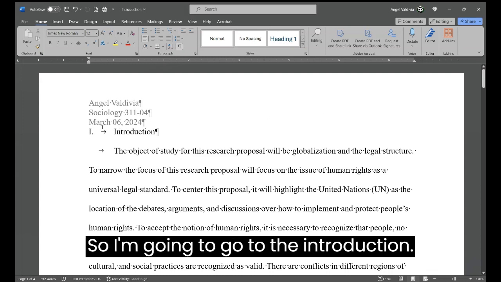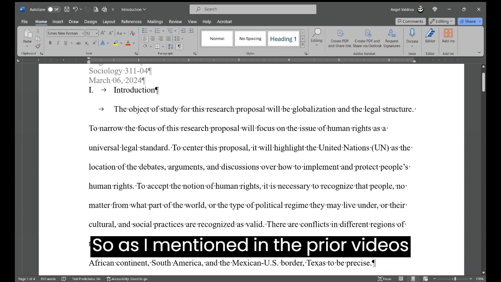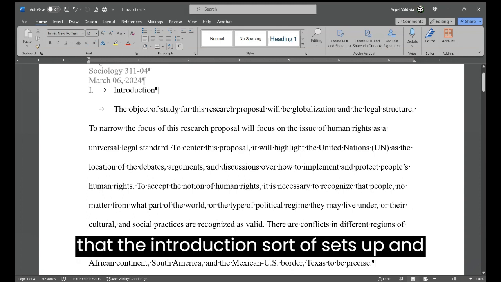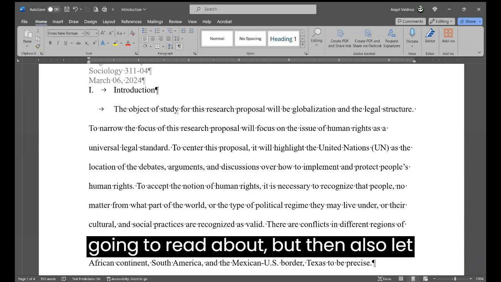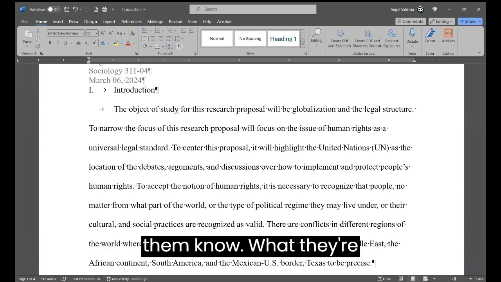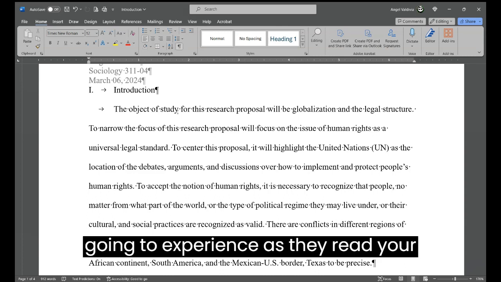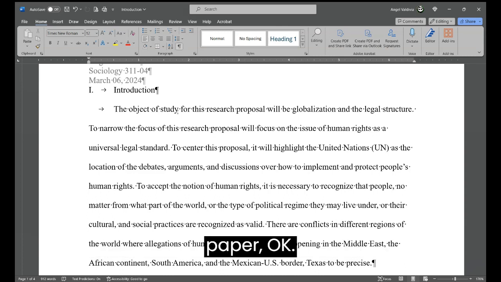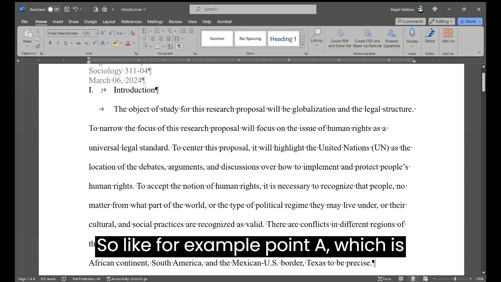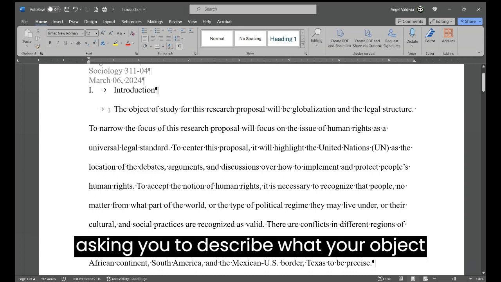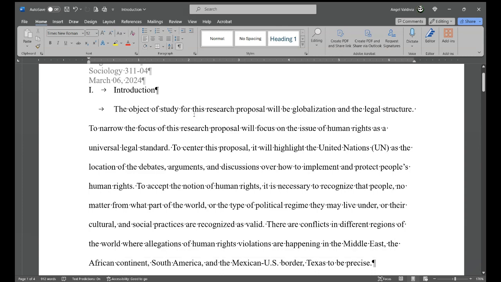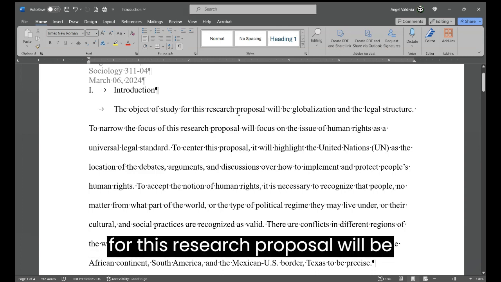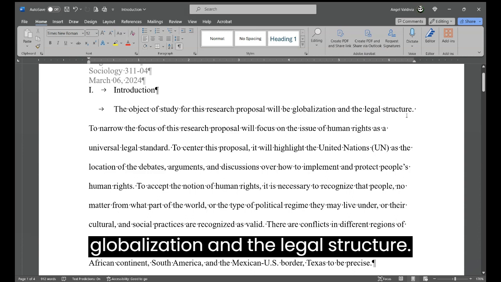So this is how this is going to work. I'm going to go to the introduction. As I mentioned in the prior videos, the introduction sets up and lets your reader know what they're going to read about, but also lets them know what they're going to experience as they read your paper. So, for example, point A asks you to describe what your object of study will be for this research proposal. This is the sentence you're going to write: the object of study for this research proposal will be globalization and the legal structure.